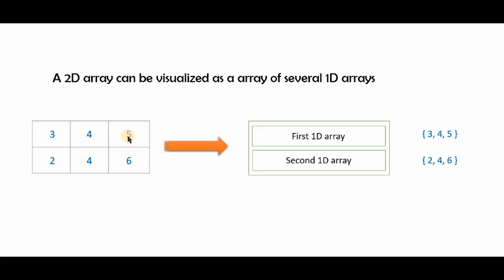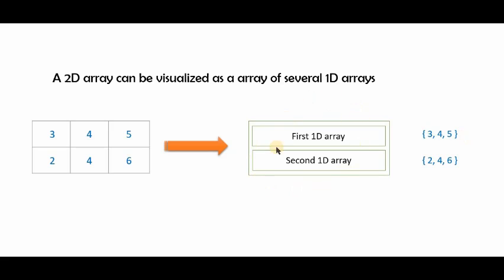If these are the values I want to initialize for my array, and if I assume that the first row is entirely a one-dimensional array, a 1D array can be initialized. Inside flower brackets, I am going to assign the values of 3, 4 and 5, which are the values of the 3 different columns of the first row. Similarly, inside flower brackets, I am going to initialize 2, 4, 6 as the 3 column values of the second 1D array. This is how we initialize a one-dimensional array.